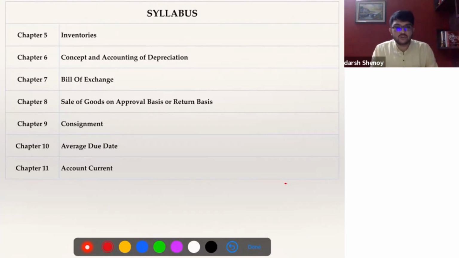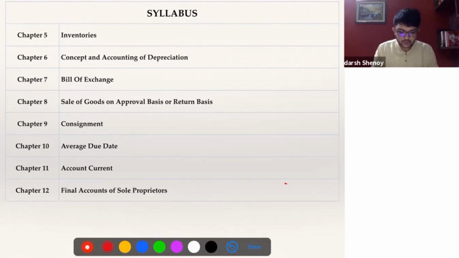Account current also. Account current means we make a ledger account, along with which we write the interest calculations. Sometimes when we have to pay an amount with interest, instead of calculating separately, we make a statement. This statement is like a ledger account, and in that account we also show interest calculations. That we call account current. And then, final accounts of sole proprietor.